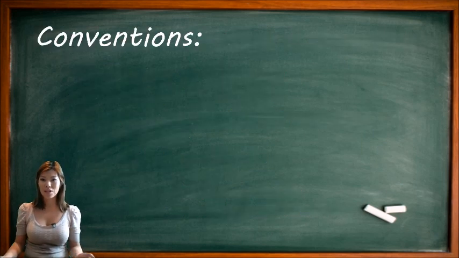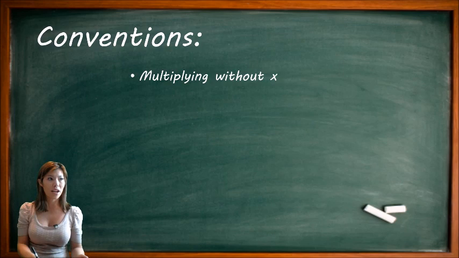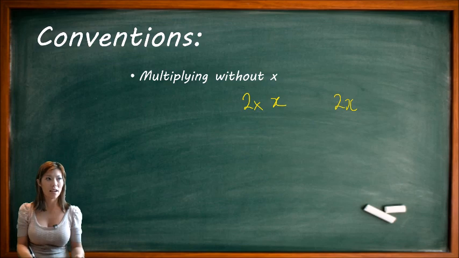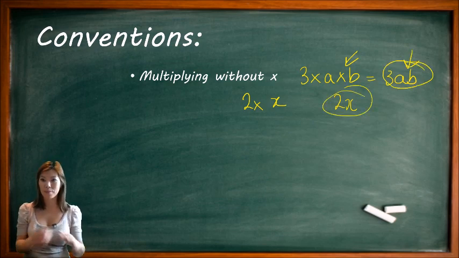So what are the conventions when we write things? We multiply without using the x symbol. What does that mean? So instead of writing 2 times x, what we did before was to write 2x. Instead of writing 3 times a times b, we would write 3ab. This is not incorrect, but this is the convention we use. So we don't write the times symbol.